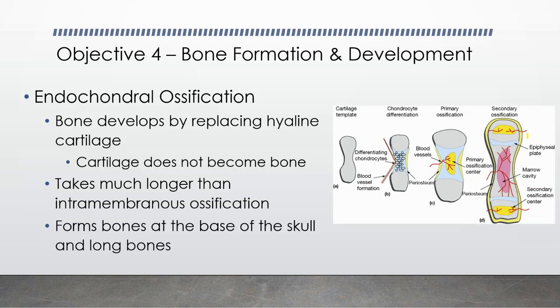All right, endochondral ossification. Okay, remember that this prefix here means cartilage. So this is where bone develops by replacing cartilage. It is important that you understand that cartilage doesn't turn into bone. The cartilage is replaced by bone. And this can take a lot longer than intramembranous ossification.